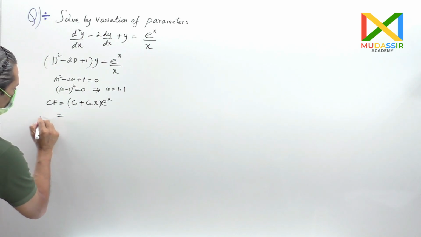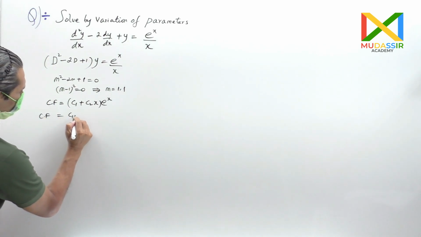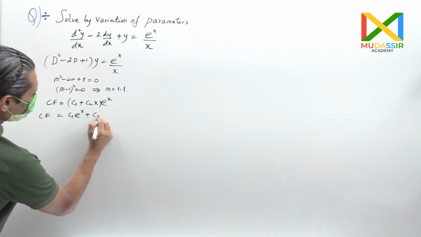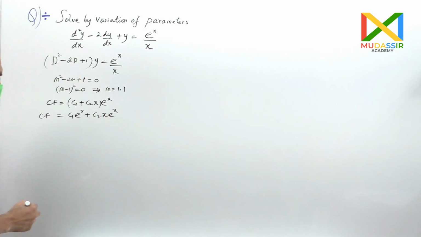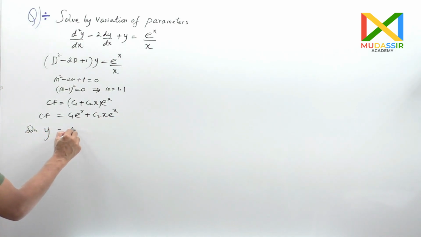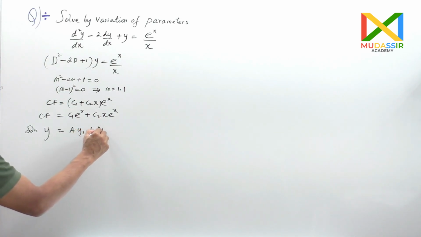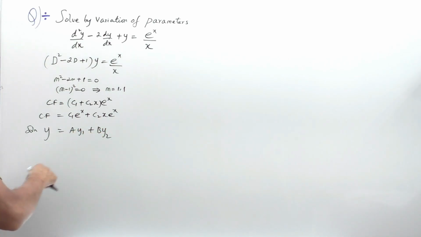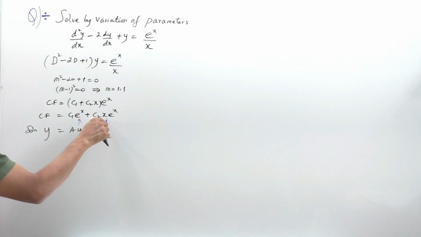Okay. So again we rewrite this as C1 e^x plus C2 x e^x. Therefore the solution y is written as a y1 plus b y2. Here y1 is e^x and y2 is x e^x.